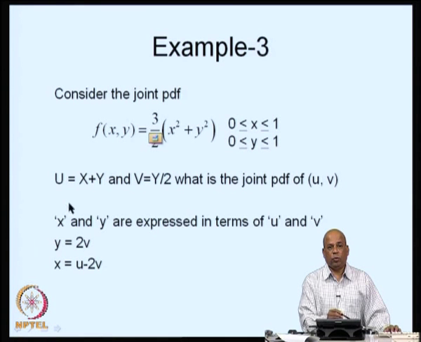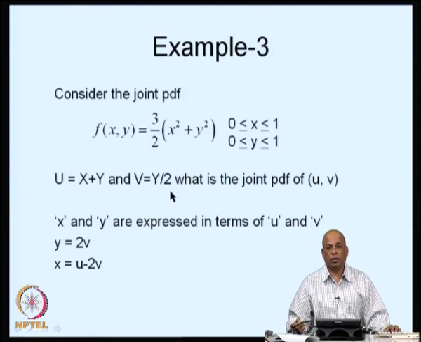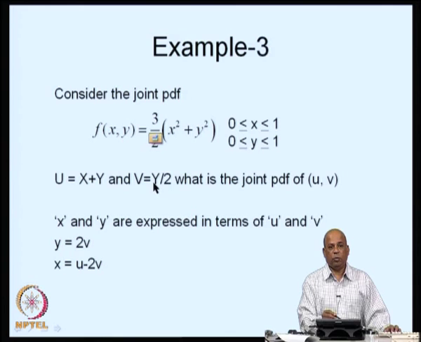Remember here both u and v are functions of x and y, although v does not contain the x term, but in general u and v can be functions of x and y. So, first we will express x and y in terms of u and v. From here v is equal to y by 2, so we write y is equal to 2v, and u is equal to x plus y, so we write x is equal to u minus 2v, because y is equal to 2v.